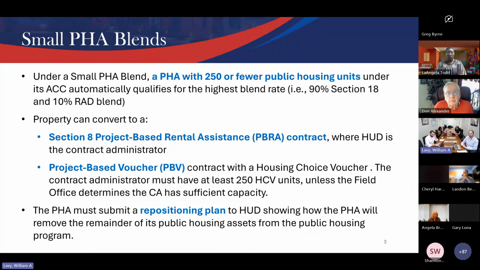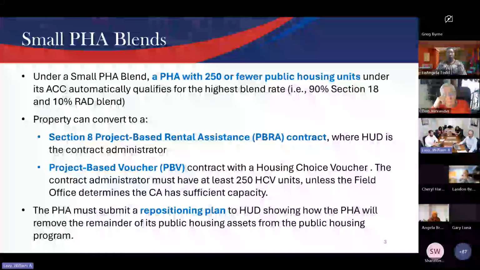Again, a property can either convert to a project-based rental assistance contract, which is a 20-year contract directly with HUD, where HUD is making the payments to the owner, or to a project-based voucher contract, where it's a contract between the owner and a housing choice voucher program administrator. The contract administrator is required to have at least 250 voucher units under its voucher ACC, unless there's a determination by the field office that the contract administrator has sufficient capacity.